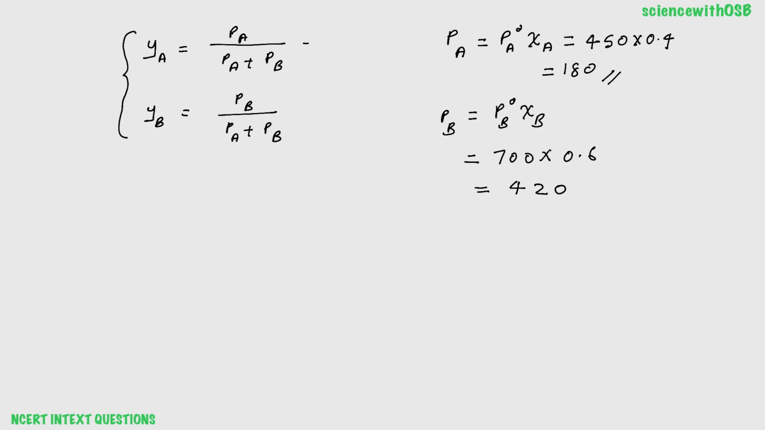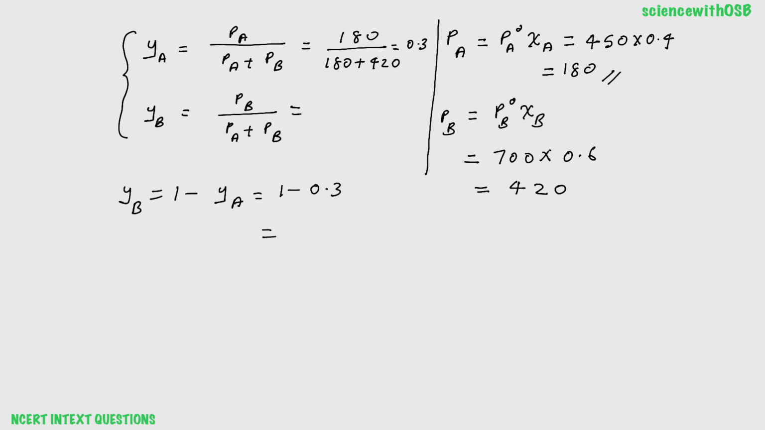Now direct substitution. YA is 180 by 180 plus 420. You will be getting 0.3. Now here you can find YB like 1 minus YA. So what is that? 1 minus 0.3, that is 0.7. Also this method is also okay. YB is 420 by 180 plus 420. Again you will be getting 0.7. That's it.